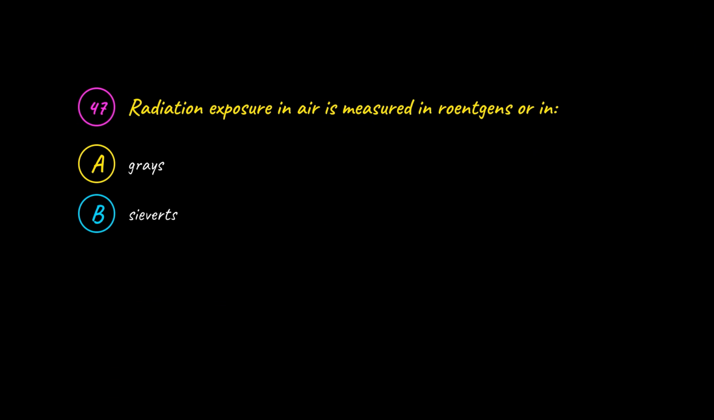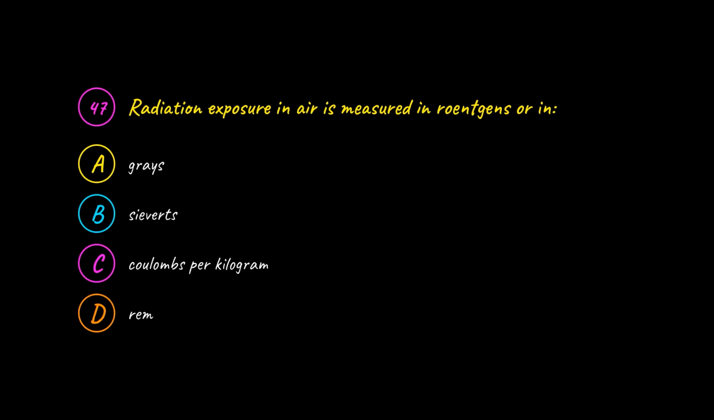Question 47. Radiation exposure in air is measured in Röntgens or in... Your options are A. Grays, B. Sieverts, C. Coulombs per kilogram, D. Rem. Don't overthink it. Which one feels right?